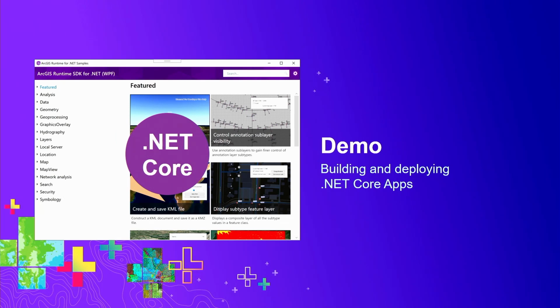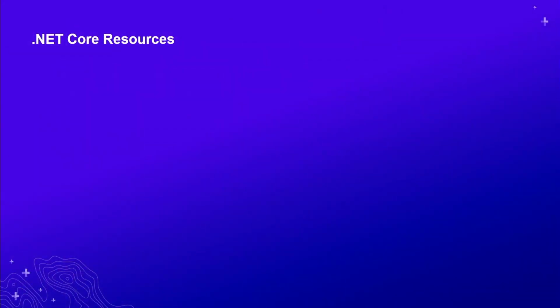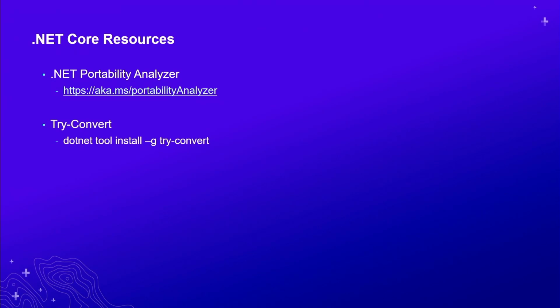So, just a few resources I want to share. Again, there was the .NET Portability Analyzer. There's a little shortcut link here to it, but you can also find that in the marketplace. I used that try-convert tool. It's a .NET tool, so you would go to a command line and basically just write dotnet tool install -g try-convert. And after that, you get this try-convert command line tool.